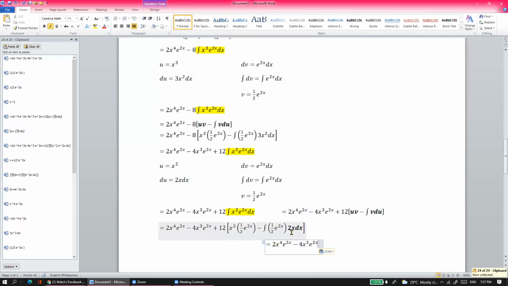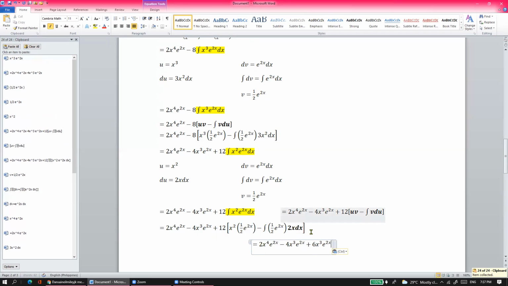Kasama yun sa pag-solve. So dito, positive and positive is positive. But 12 divided by 2 is 6. So I'll write here as plus 6. And then x squared e to the 2x. So dito na lang ako kumopya. Papalitan ko na lang 2. Then gawin ko lang 2 yung exponent ng 3.